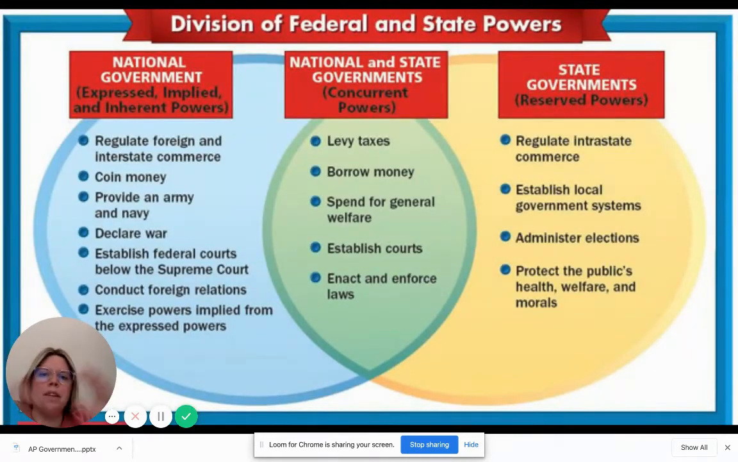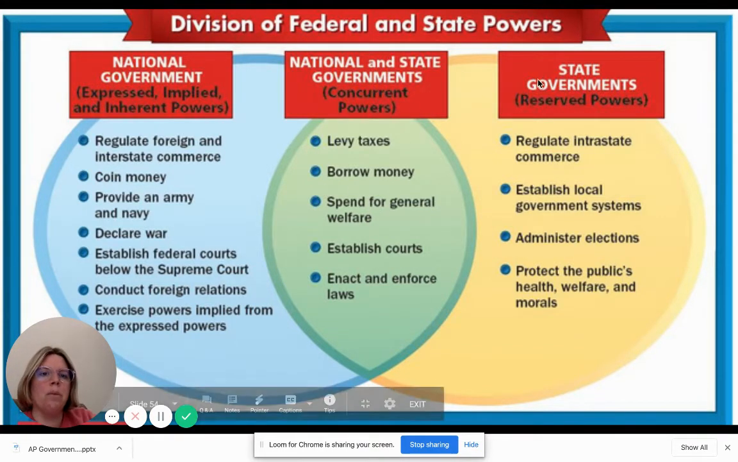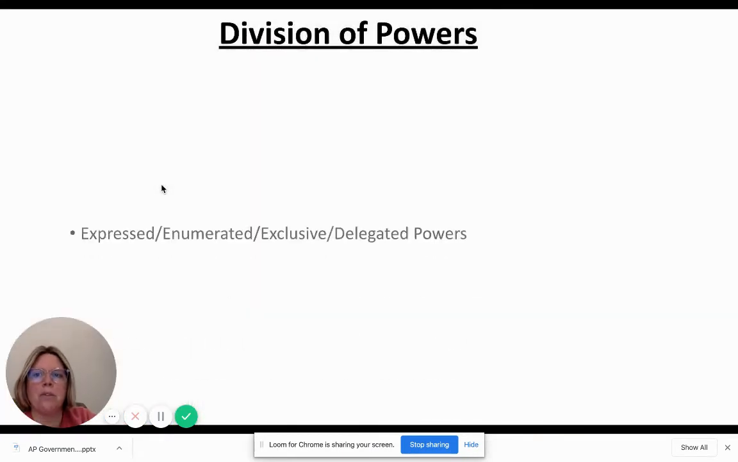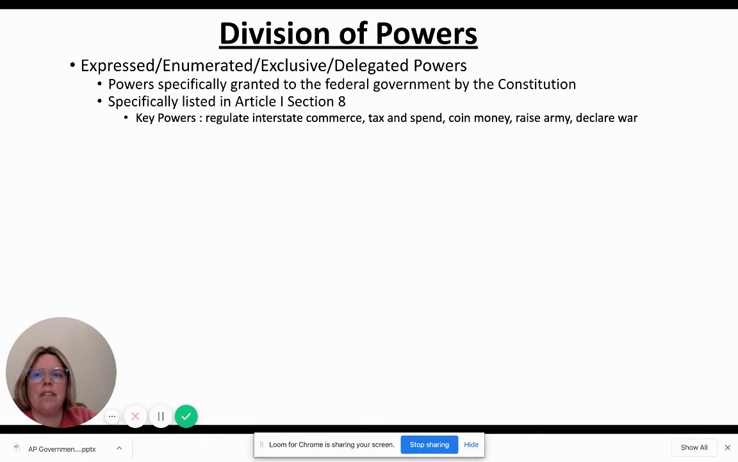Okay, so remember we did the Venn diagrams. This is just a visual of that, so you can see. Remember the states have certain powers, the national government has certain powers, and they have certain powers that they share together, those concurrent powers. The reserve powers come out of the 10th Amendment of the Constitution, and the national government powers mostly come out of Article 1 of the Constitution. Those enumerated powers. So the express, enumerated, delegated powers, again, those are specifically listed in Article 1, Section 8.